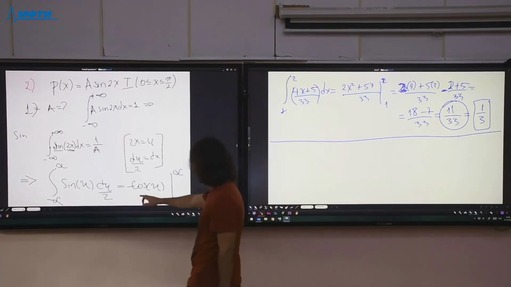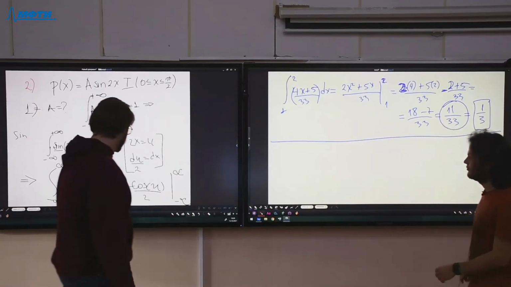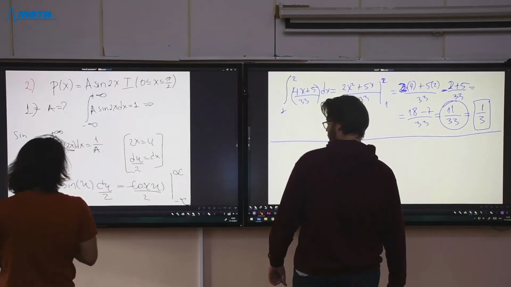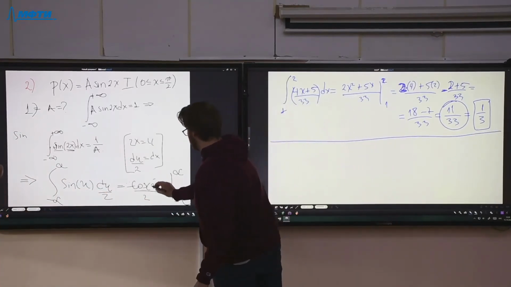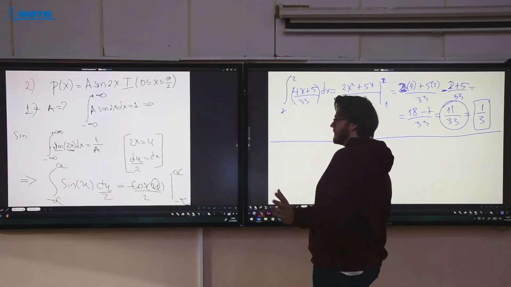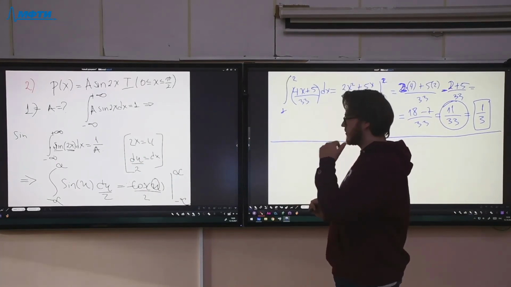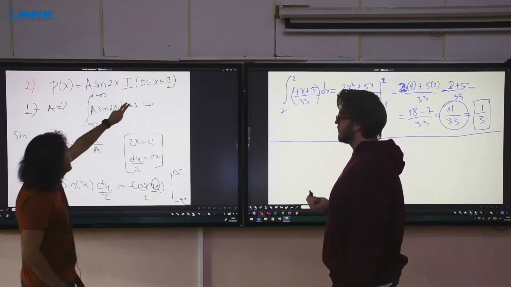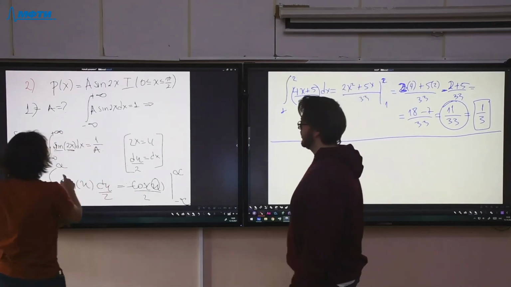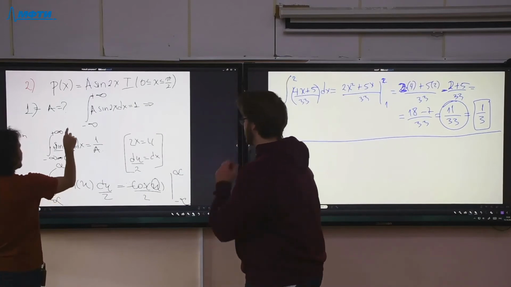Over 2x. Here you can continue. Now we can substitute 2x back here. I forgot something, by the way. We are talking about minus infinity to plus infinity, but we don't have to talk about that. Why? Because this is defined from 0 to pi over 2. So instead of writing minus infinity, we have to write 0, and here we have to write pi over 2.